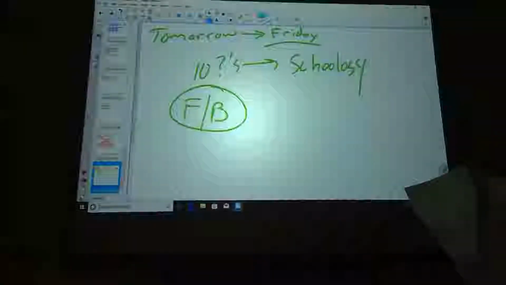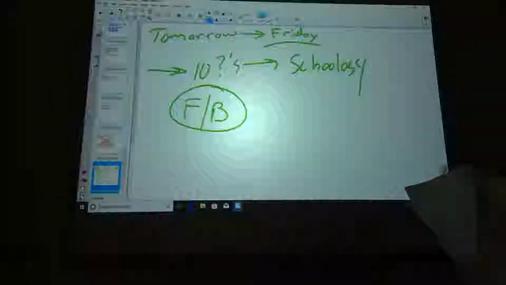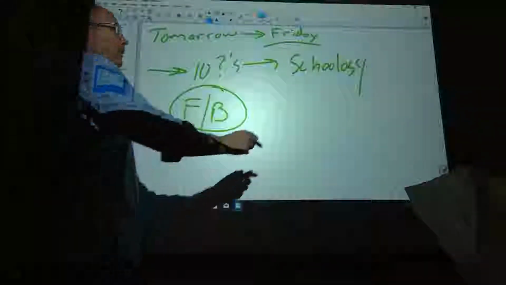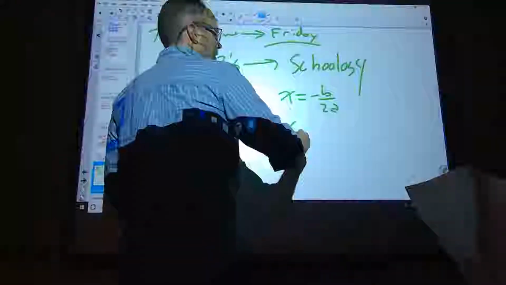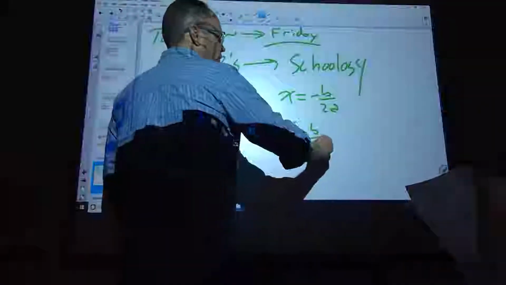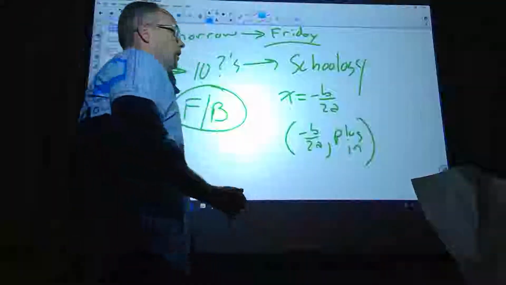Things that I know might be on the test. There's nothing on this that I don't think you can do. There are questions that might say, find the vertex. So you have to do x equals negative b over 2a, and then you plug that in, right? I'm just doing a real quick review. I'm not spending a period on it.